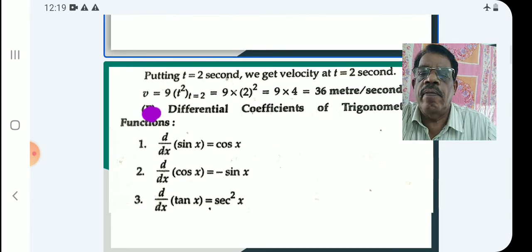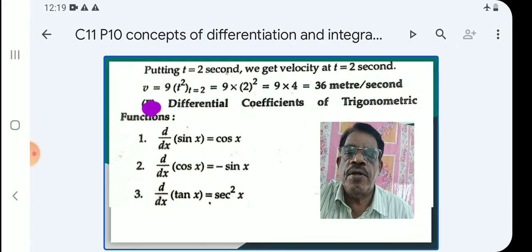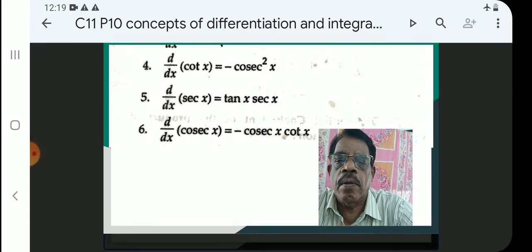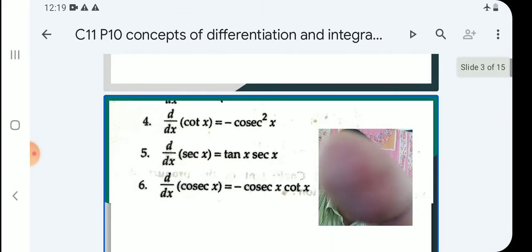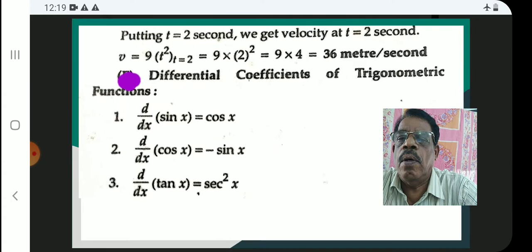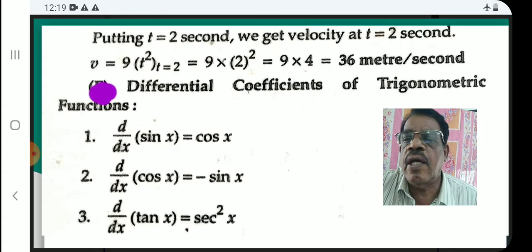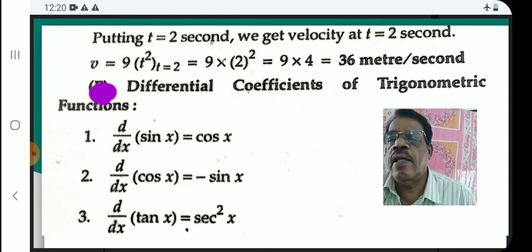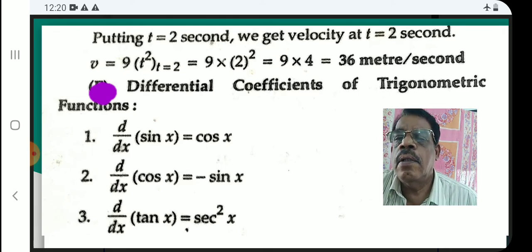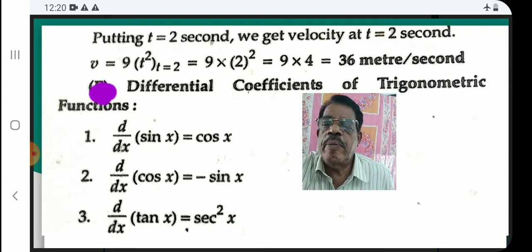Putting t, we give the value of time. Putting t is equal to 2 seconds, we get the velocity at 2 seconds. V is equal to 9t square. At t is equal to 2, that is 9 into 2 square, 9 into 4, 36 meters per second. That is the answer.